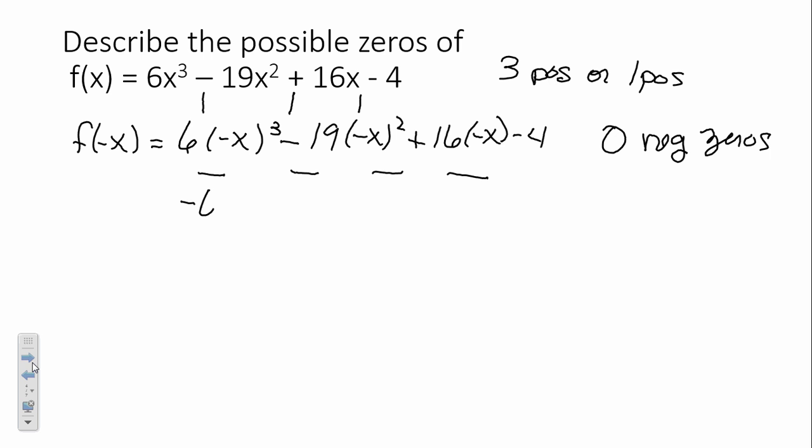Right, so we'd have a negative 6x cubed. This guy's squared, so he's going to be positive, but positive x squared times a negative 19 is a negative 19x squared. And then our negative x times a positive 16 is going to get us a negative 16x, and then our negative 4.